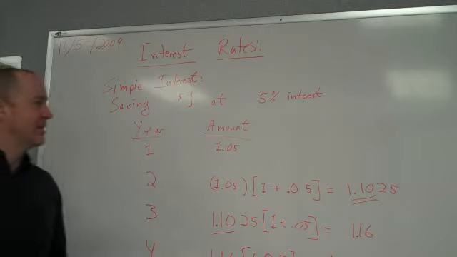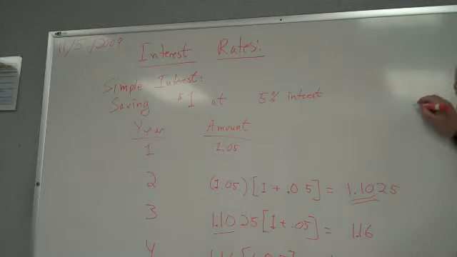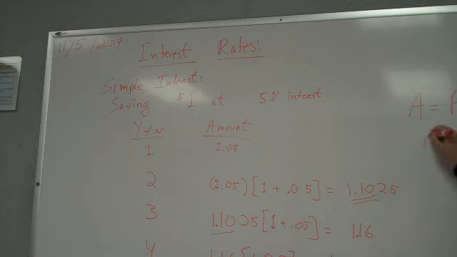If I want to write it as a formula for simple interest, my amount in the bank equals my principal. What does principal mean? What you started out with. Starting amount, yep. Times 1, we're getting to per, but not yet, plus your interest rate, raised to the number of years. That's your amount. A is your amount.